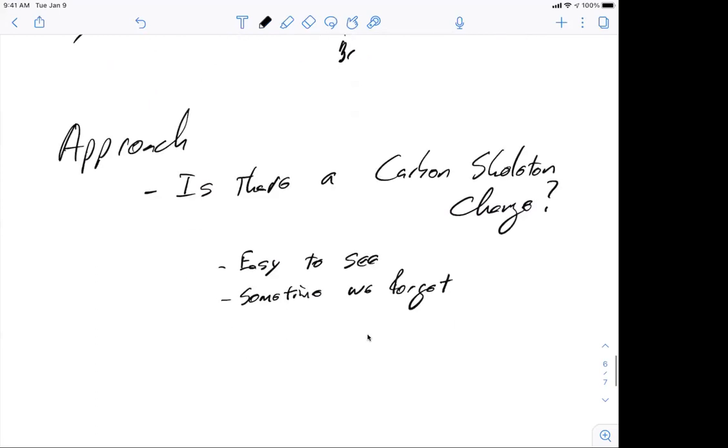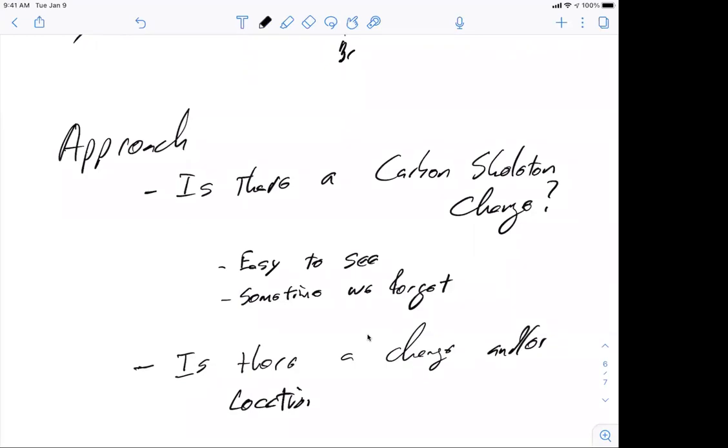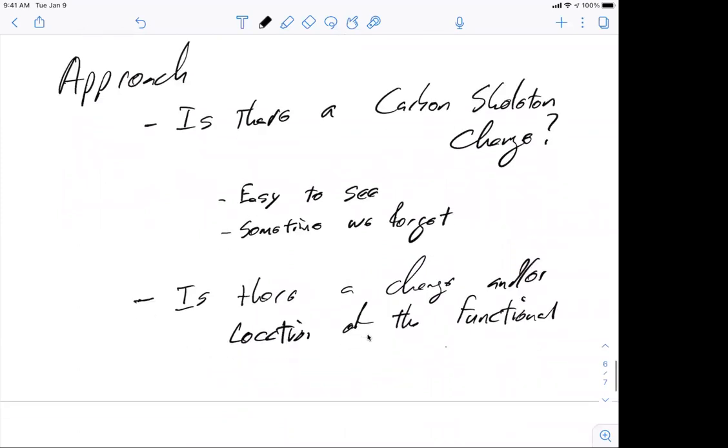So make sure that you always start with this. And the reason to start with this one is because it's the hard one. It's actually harder than the transformation. And then the second question is, is there a change and/or location of the functional group? And this is the one we've been focusing on so far, because in most cases we're just dealing with one-step synthesis. We're only going to change the functional group.